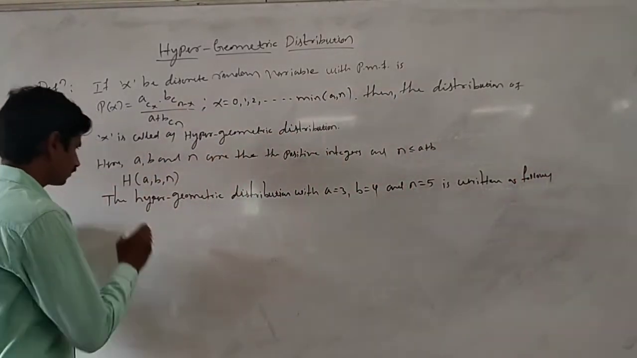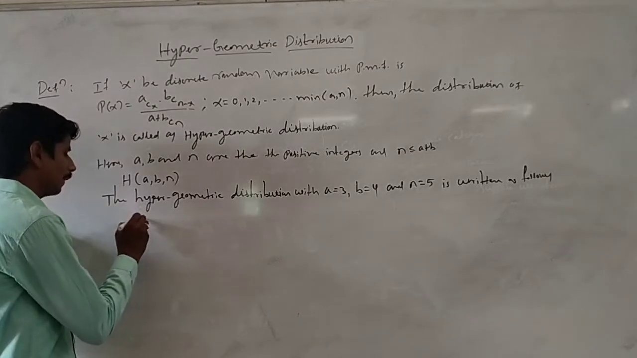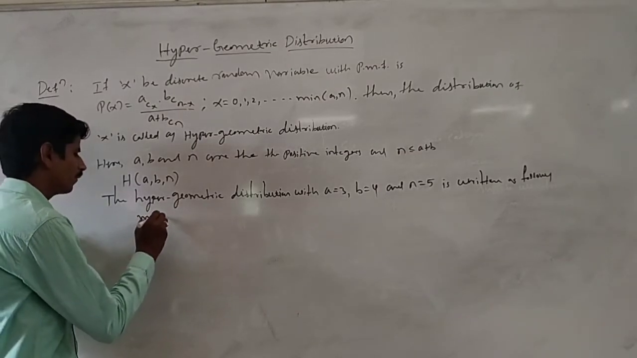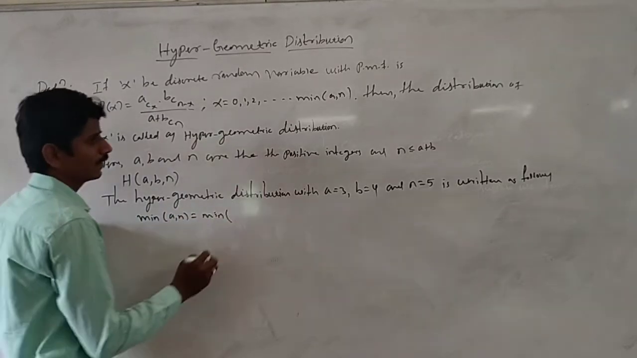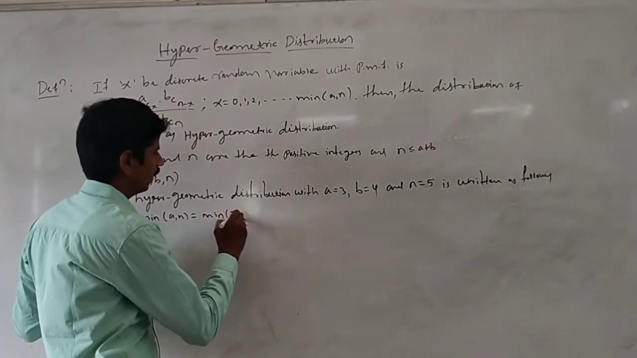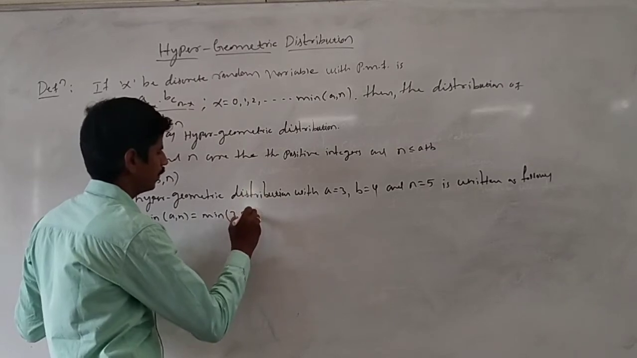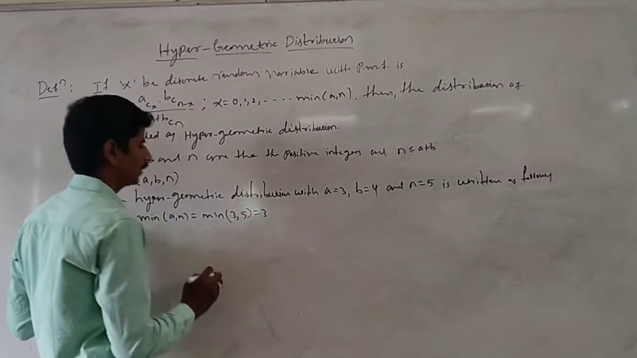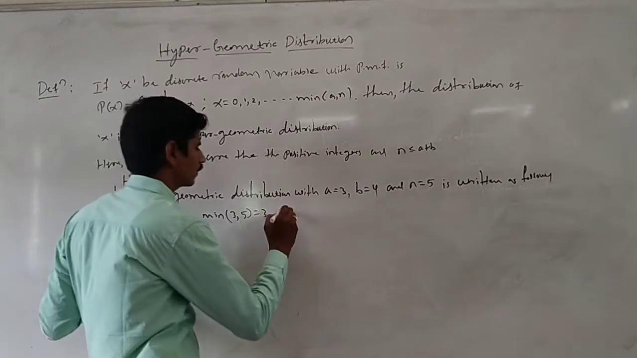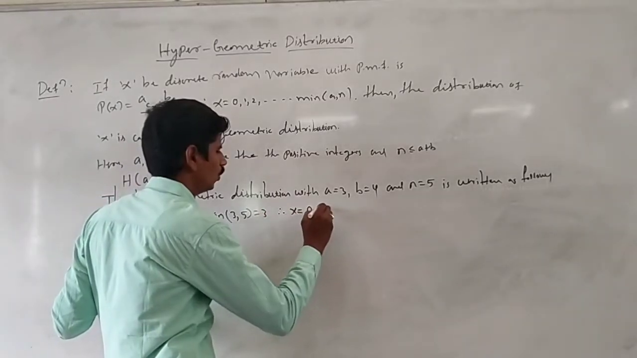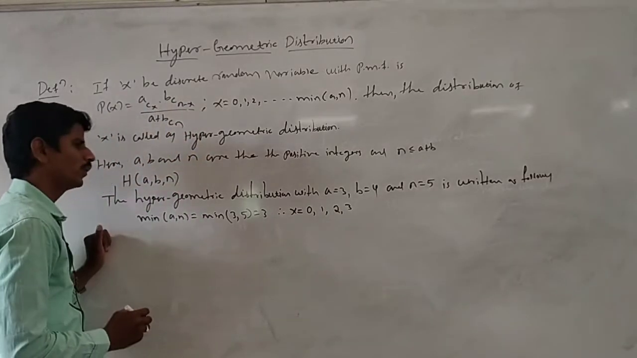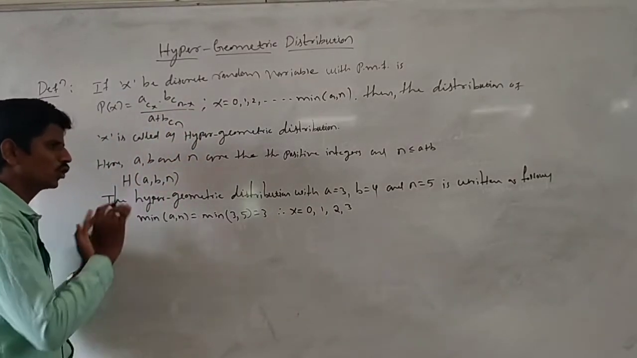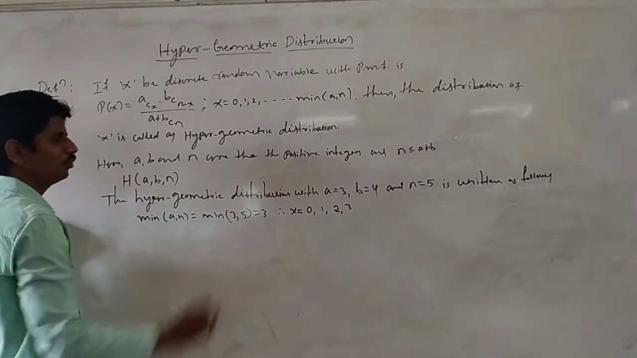Here the range is the minimum of A comma n. Here A value is 3 and n value is 5. The minimum value is 3. Therefore x equal to 0, 1, 2 and 3. The range is 0 to 3. The minimum value is 3, therefore the range is up to 3.